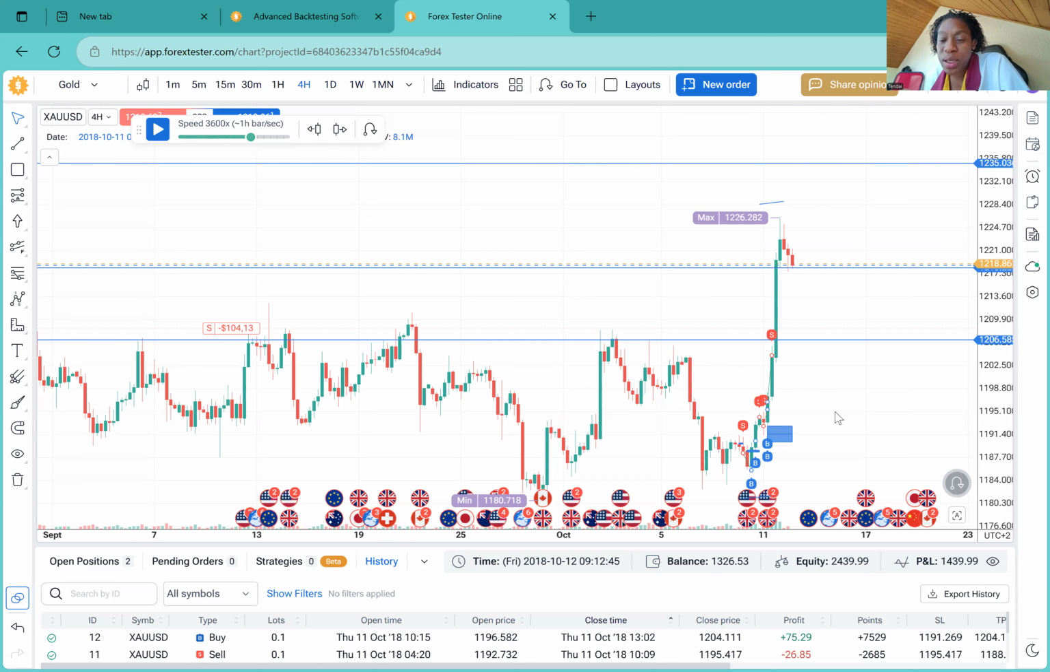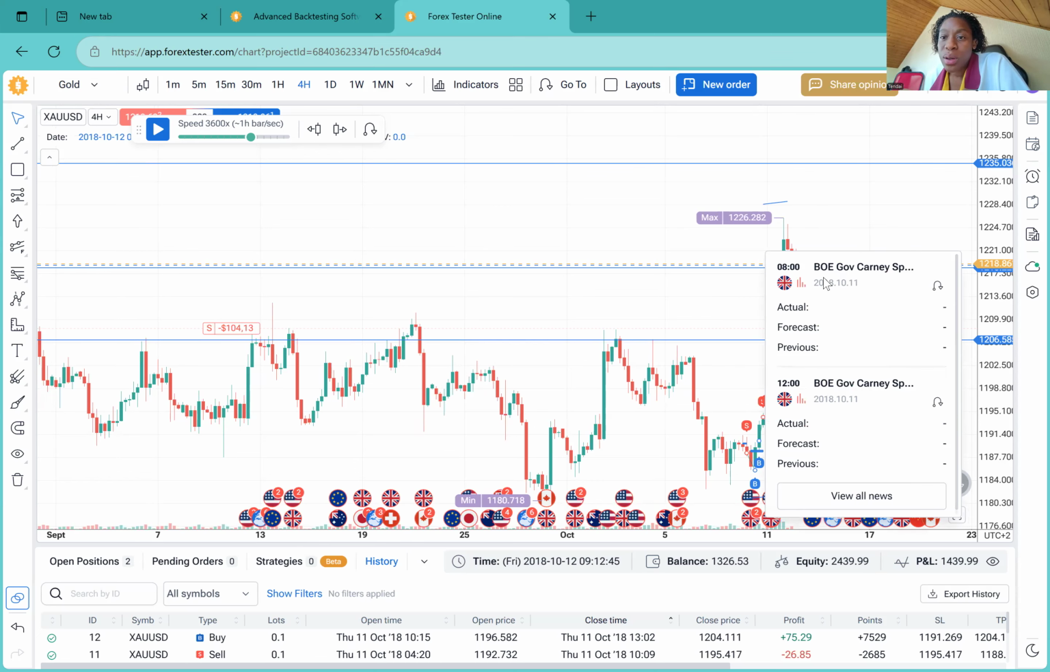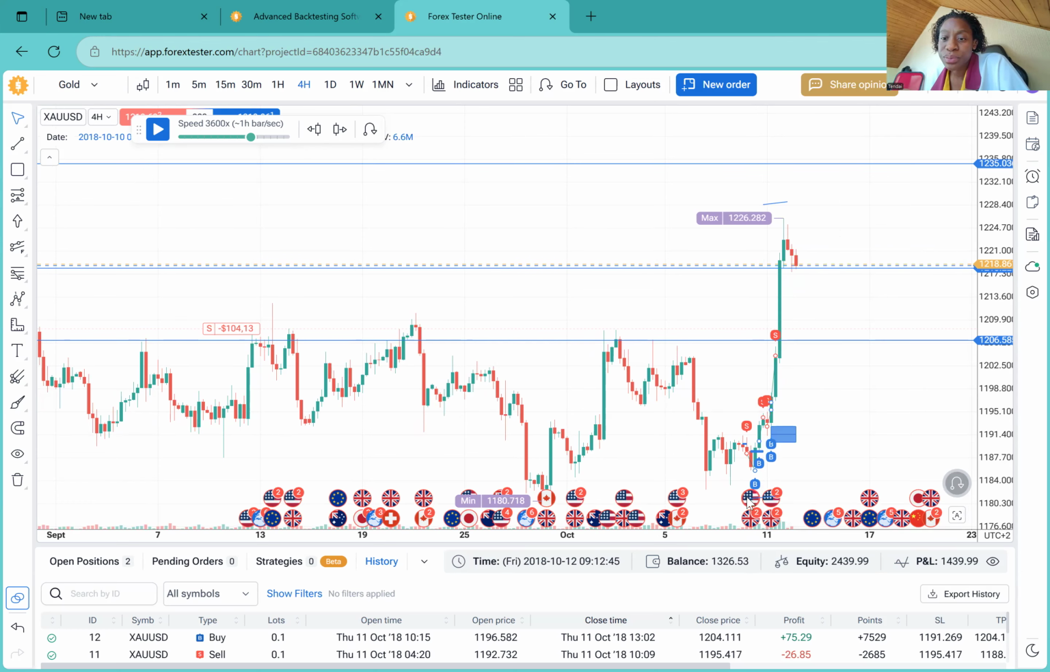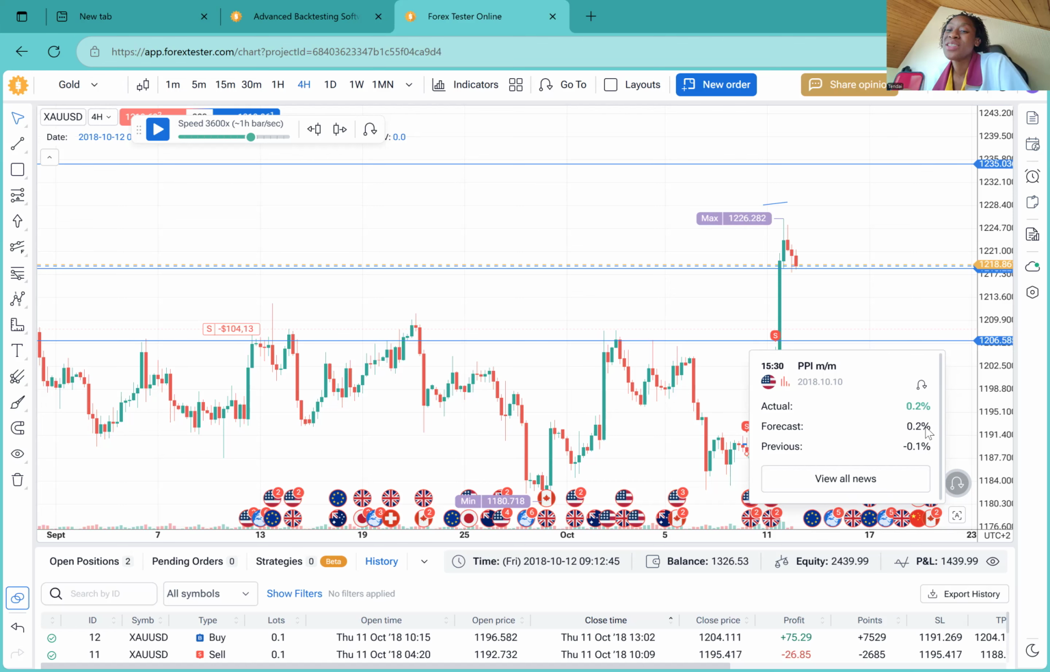If you click here, there's also the pound news as well. So it's very good to always be aware of what news is coming up. PPI. I think this PPI is the one that has actually caused this bullish move, because if the previous is 0.1 and it's forecasted to be 0.2, that's what they call a hawkish move. Hawkish going up, dovish going down. So this is a hawkish move.